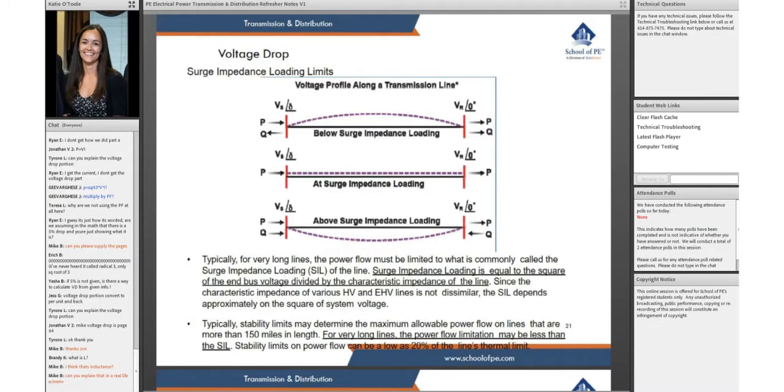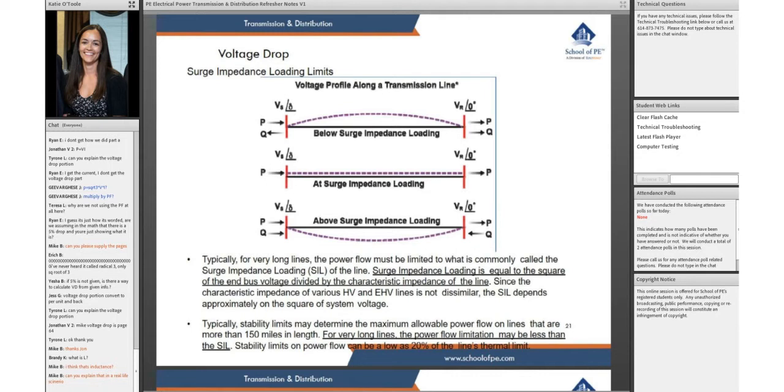Here we have our surge impedance loading limits. So typically for very long lines, your power flow must be limited to what is commonly called the surge impedance loading, your SIL, of the line. The SIL is going to be equal to the square of the line voltage divided by the characteristic impedance of the line. Since the characteristic impedances of various high voltage and extremely high voltage lines are not dissimilar, the SIL is going to depend approximately on the square of the system voltages.